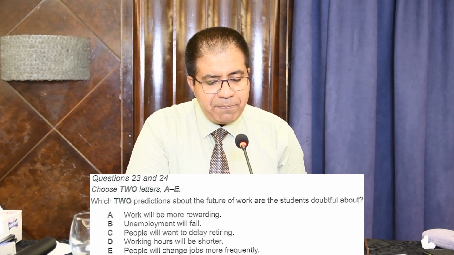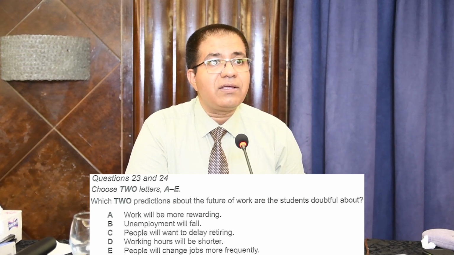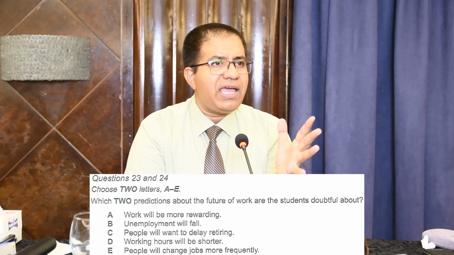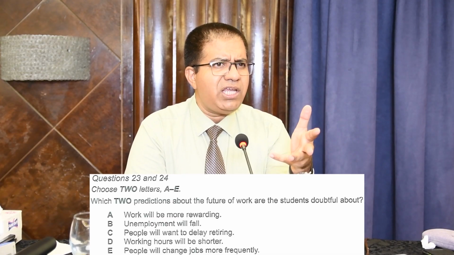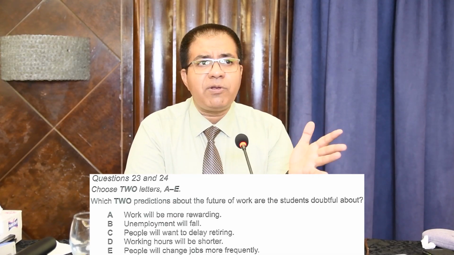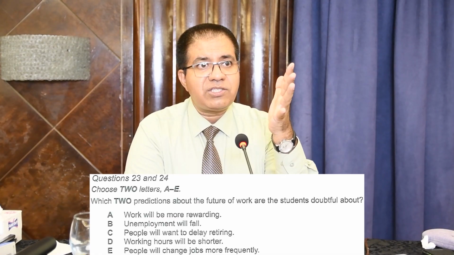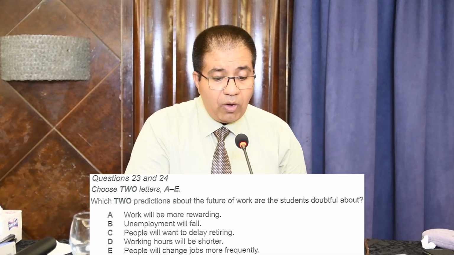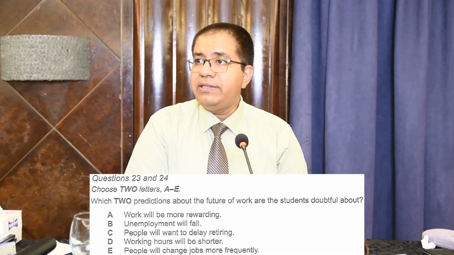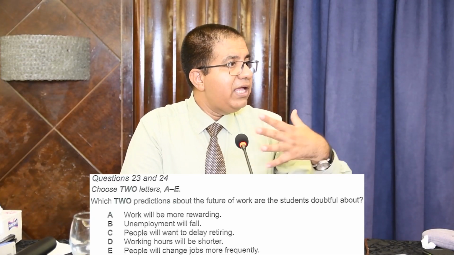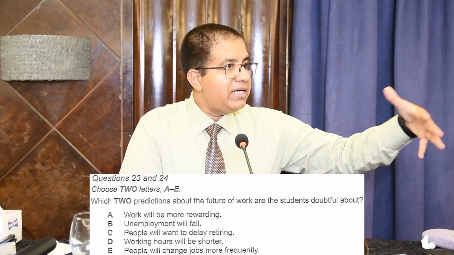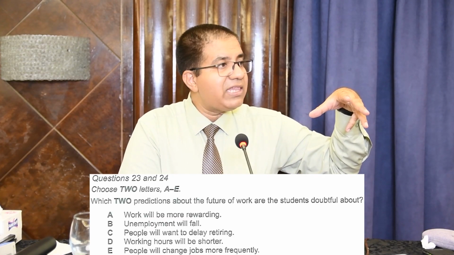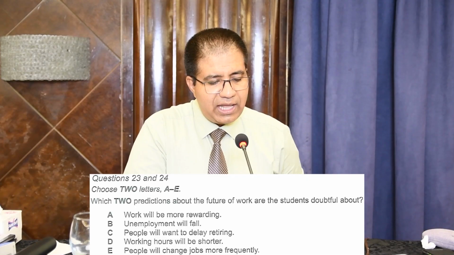Option C, people will want to delay retiring. What is the retiring age? For example, 60. So people would like to retire after 60, like 65 or more, because of good health and all that. If they are doubtful about it, then it is the right answer. But if they say it's already happening, it has already happened, and I'm sure people will delay their retirement, then it is not.